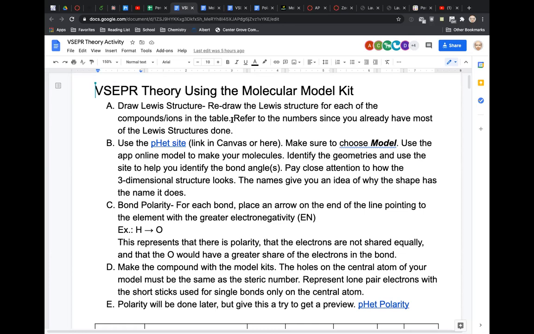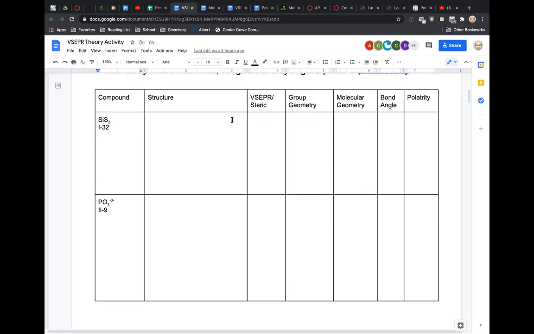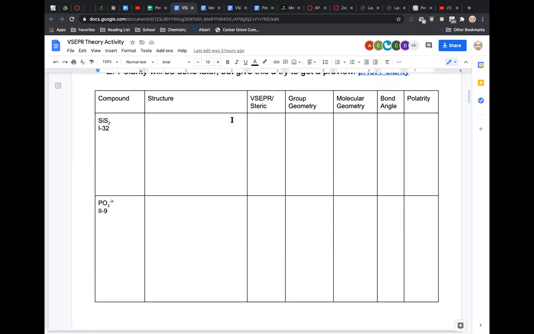So in part A here, it says you're going to draw Lewis structures or redraw the Lewis structures for each of the compounds in the table. Refer to the number since you already have most of the Lewis structures done. So down here in the table, I've got the compound, and then I've got the letter that corresponds, is it Lewis structure document 1 or Lewis structure document 2? And then the number next to it to tell you which one it is, so you don't have to go searching everywhere for it. So you have the Lewis structures done for the majority of these.